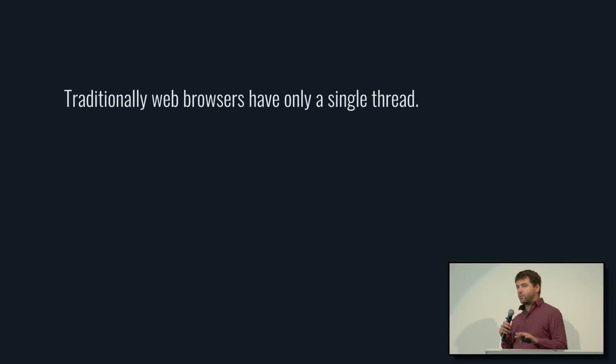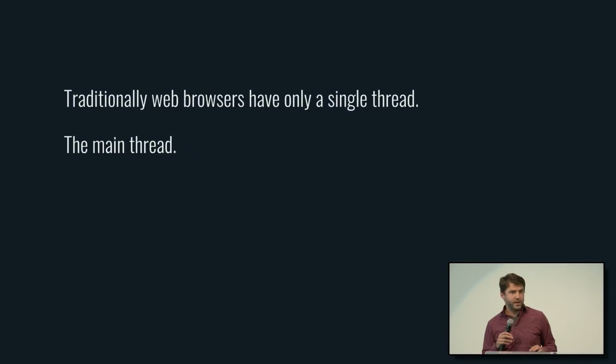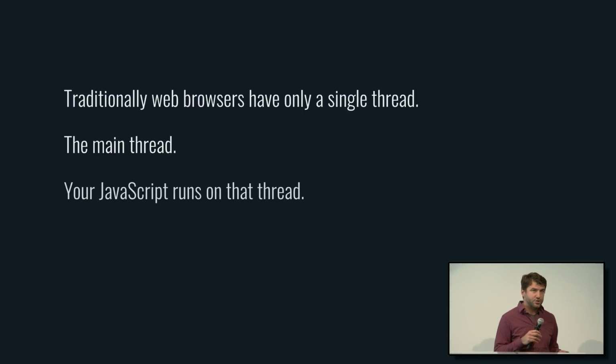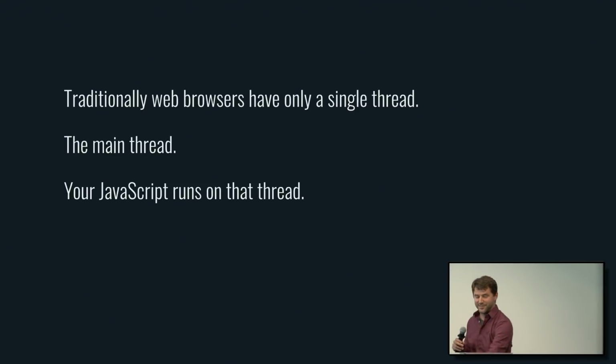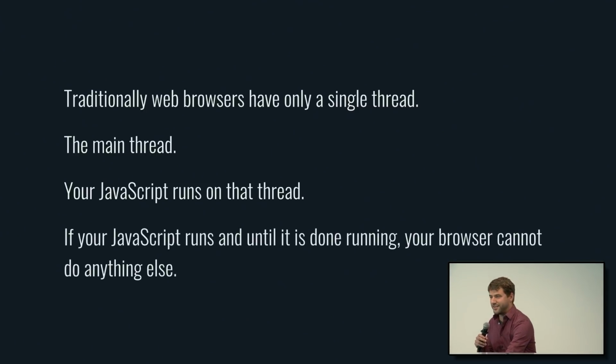Traditionally, web browsers have only a single thread, just one. Now, this is changing over time. However, it remains the right mental model to think of when building web applications. We call that thread the main thread. JavaScript runs on that thread, and while JavaScript runs, there's nothing much else that the browser can accomplish. Your browser is pretty much locked running your JavaScript. There are exceptions, of course, but this is a very simple mental model that encapsulates the vast majority of JavaScript on the web. So what does this mean?